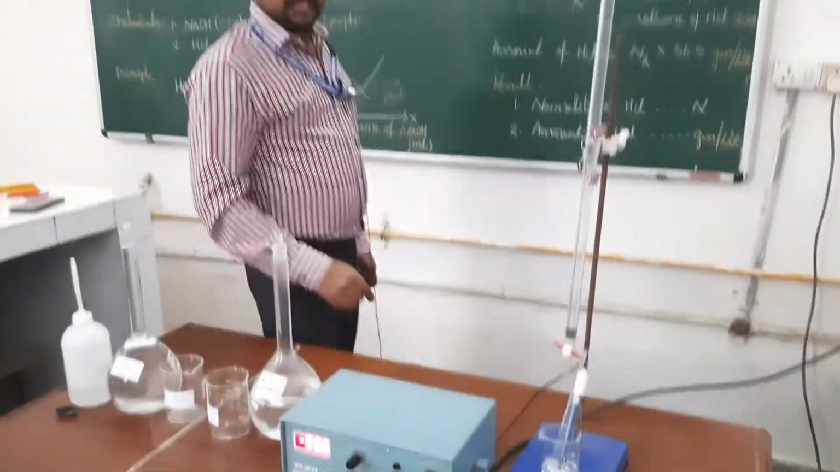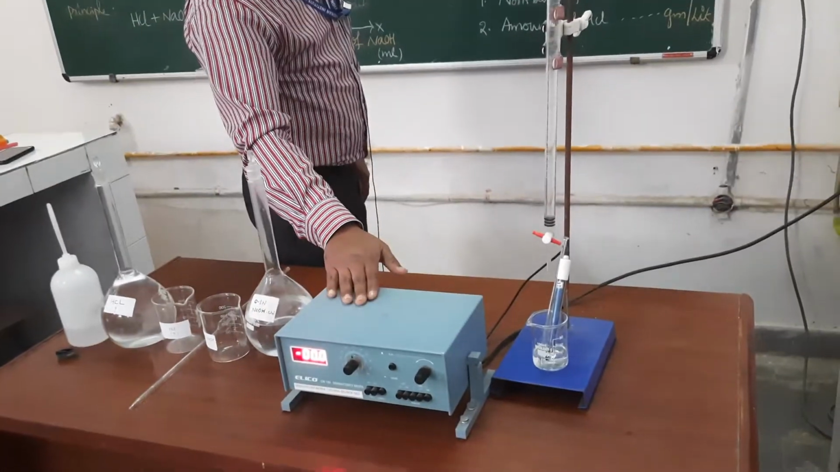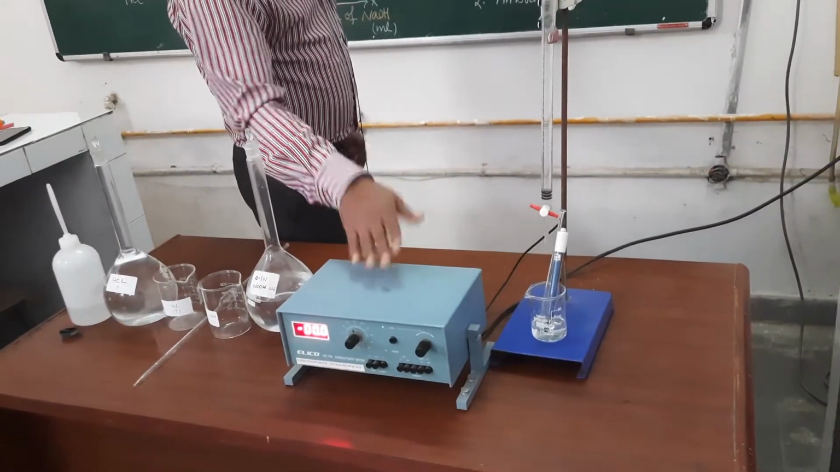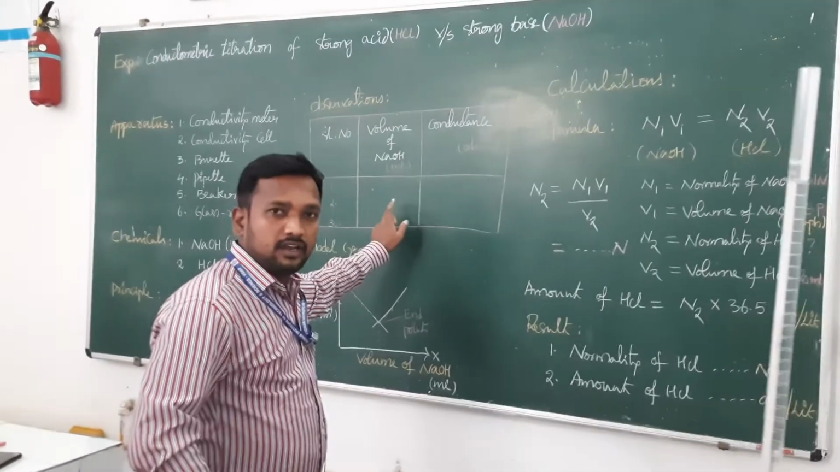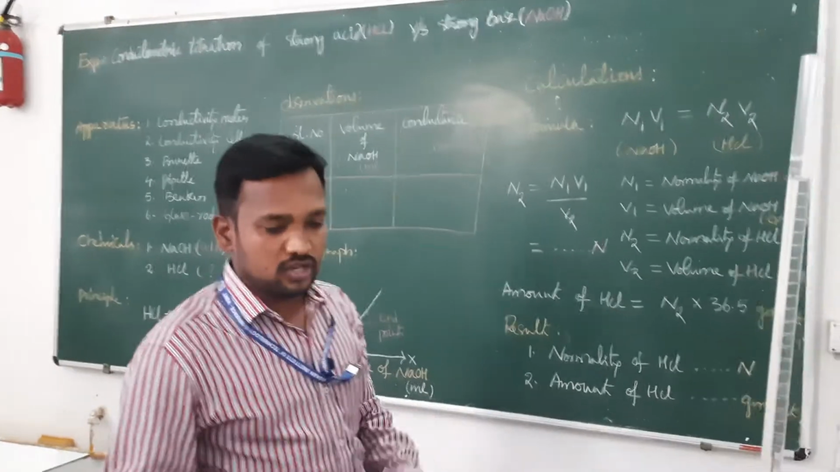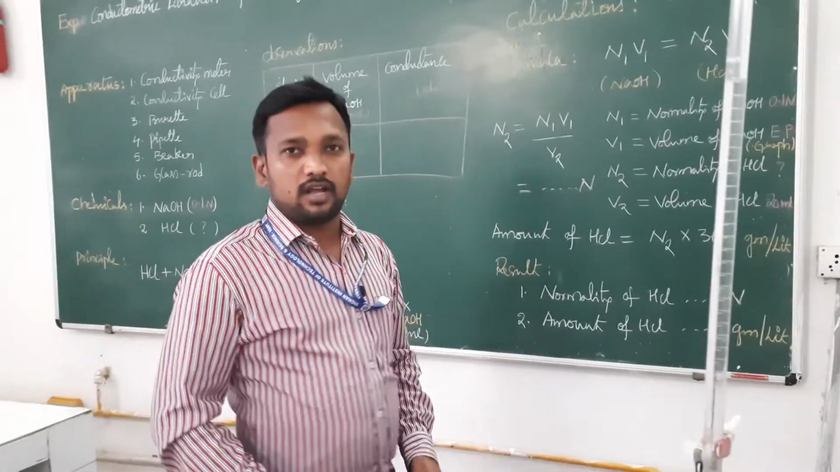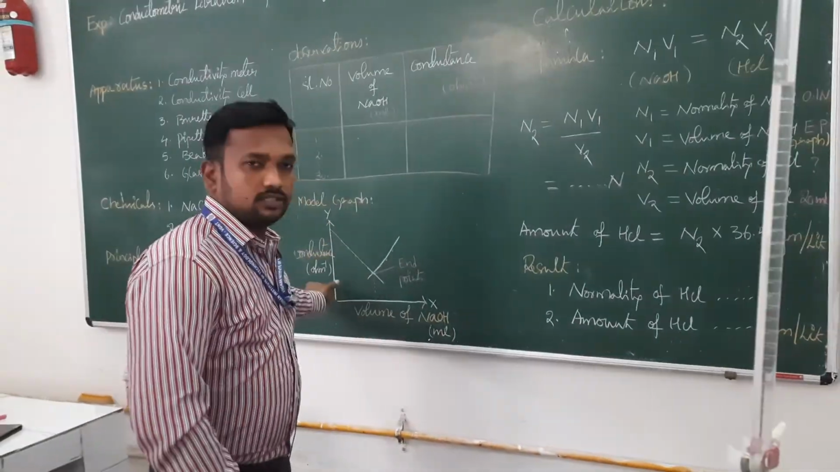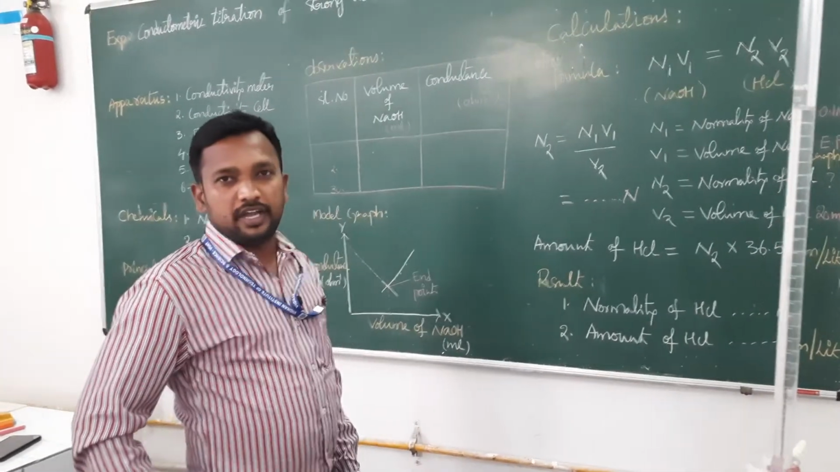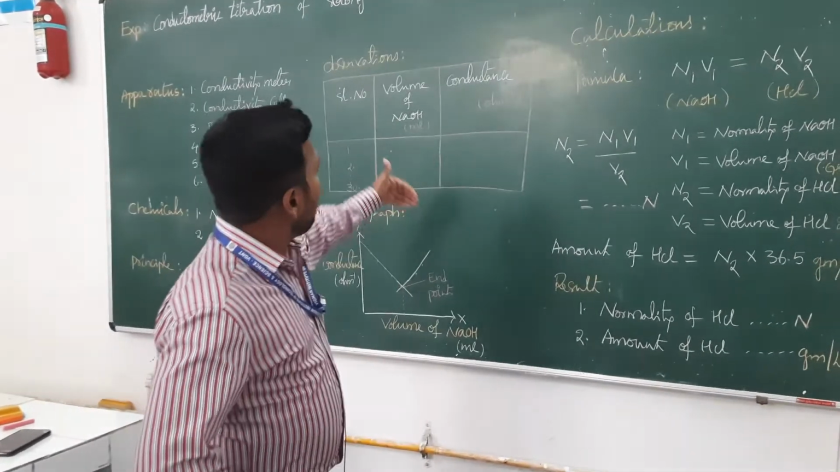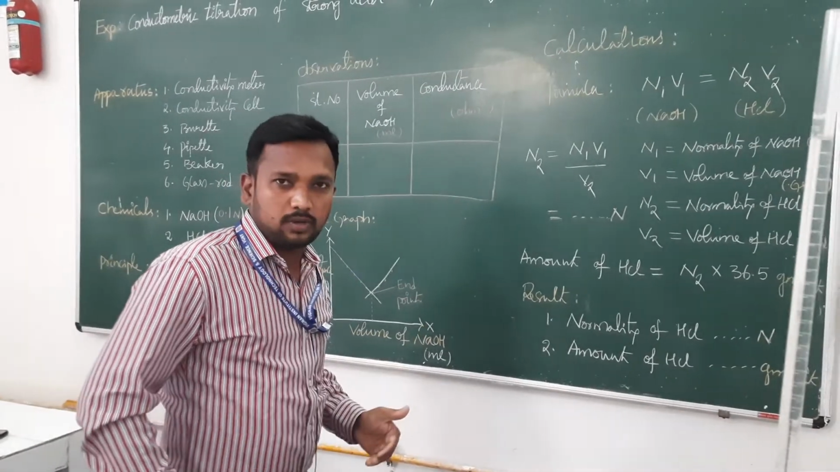Again, you observe the conductance value given by the conductivity meter, and that value is noted in the table. This same procedure is repeated up to 20 to 30 readings. This is our experiment procedure.